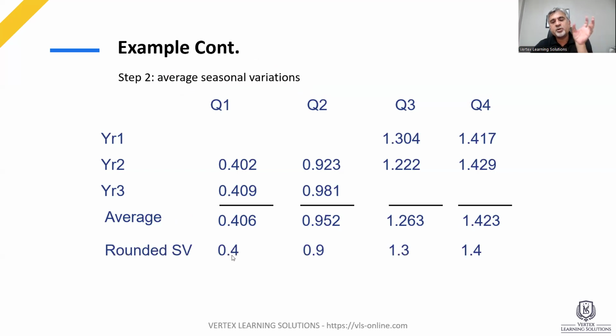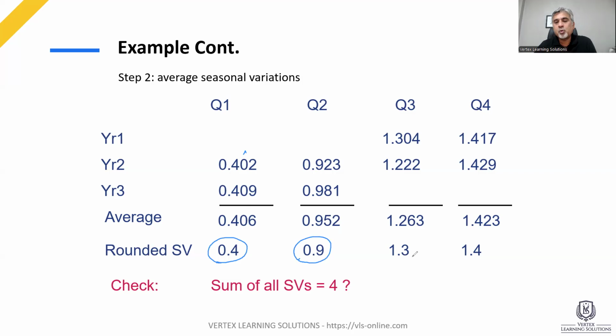And when you make a total of them, it gives you a total of 4. And you say, okay, if the total comes out to be 4, that's okay. It's correct. Okay, so these are your seasonal variations. So now when you round them up, you say, I've got seasonal variation. Quarter 1 sales will be 40% of the trend. Quarter 2 sales will be 90% of the trend. Quarter 3 sales will be 1.3 times of the trend, and here 1.4 times of the trend. And trend we can calculate very easily.